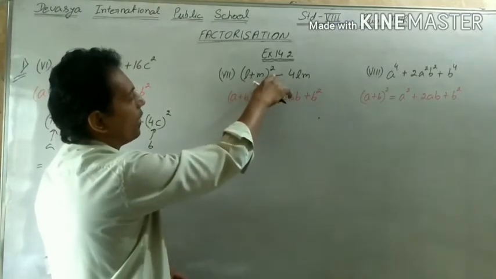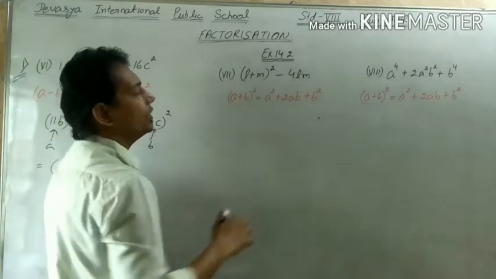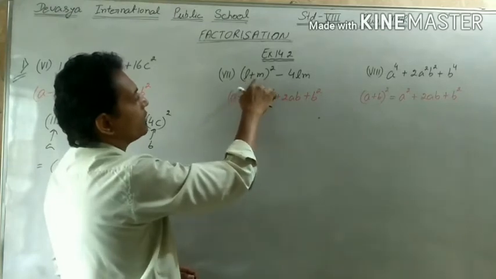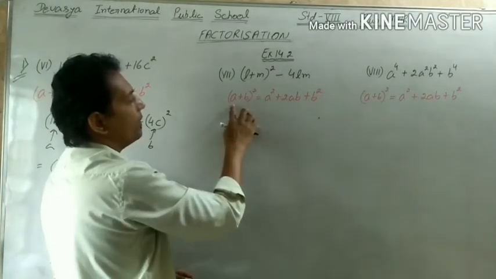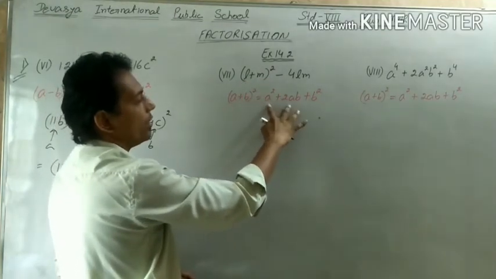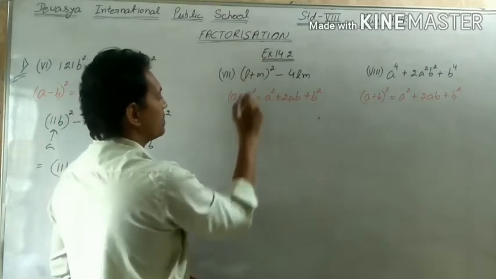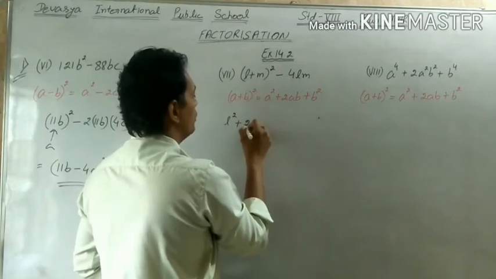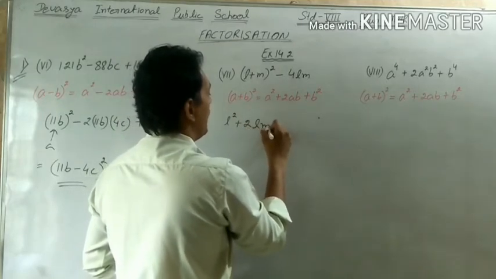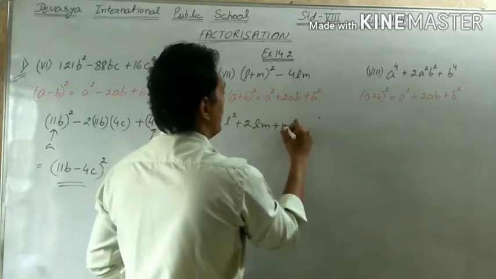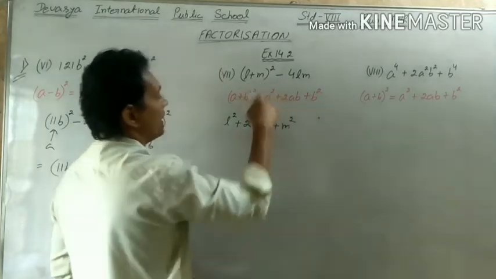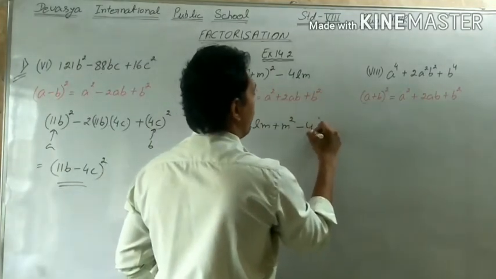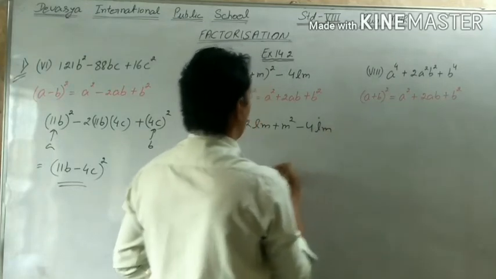Again, in this expression, first of all, we need to expand this format. L plus m whole square. We need to expand this. Then later on, we need to factorize. So let's expand this. This is like a plus b whole square. We have written the formula a plus b whole square, that is a square plus 2ab plus b square. So let's expand this. L square plus 2 into L m plus m square. So we have expanded this, and the last term we need to write, that is minus 4 L m.